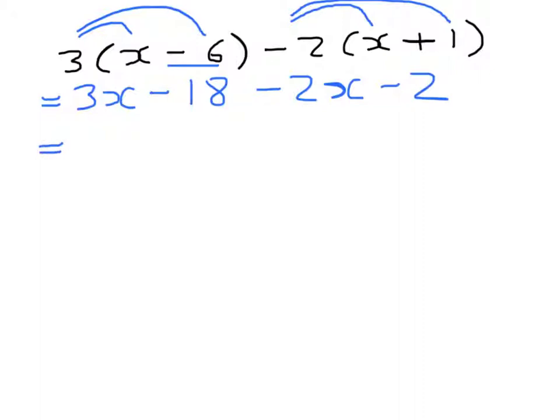And then all I've got to do is simplify. So I've got to get all the terms that have the same letters together. So first of all, you can see that 3x and minus 2x. So again, thinking about the sign as belonging to whatever follows, it's pretty useful here. So 3x minus 2x gives you a single x. And then we've also got a minus 18 and a minus 2. Well, they're going to give us minus 20.